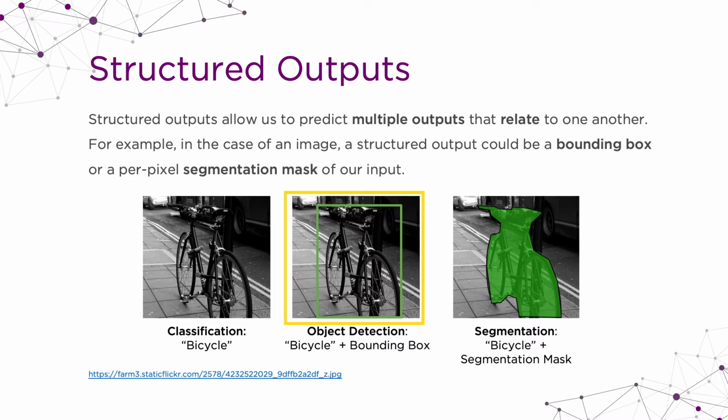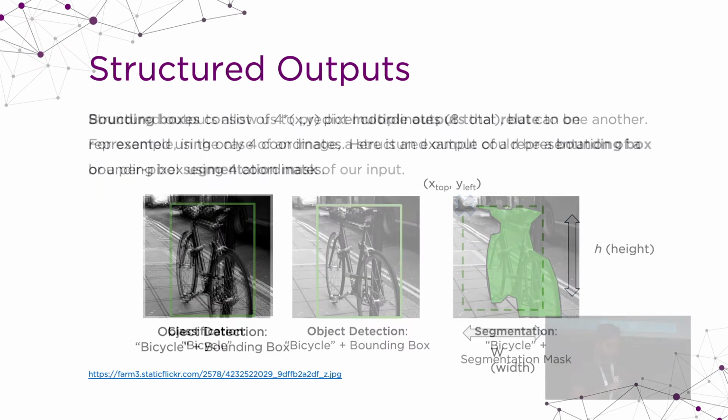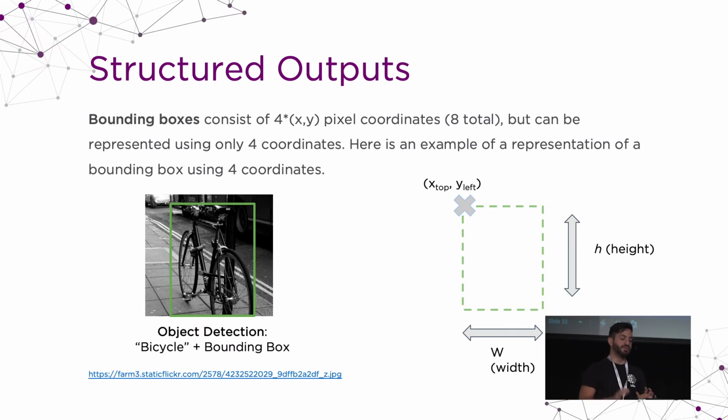Finally, if we want to go into a bit more fine-grained detail, we can also get our networks to give us segmentation masks. If we give the input to our neural network, it'll give us a segmentation mask where, pixel by pixel, it says this pixel belongs to the bicycle category, this pixel belongs to the background category, etc. So let's look at how we might do this in practice.